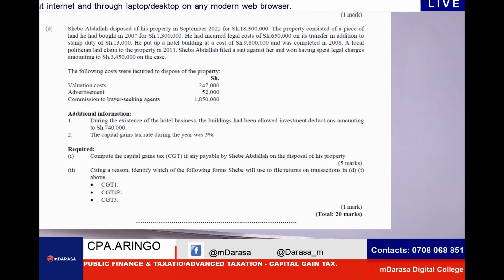A local politician laid a claim to the property in 2011. Shebe Abdallah filed a suit against her and won, having spent legal charges of 3,450,000 on the case. The following costs were incurred to dispose of the property: valuation, advertisement, commission to buyer seeking agents. Additional information on one: during the existence of the hotel business, the building had been allowed investment deductions amounting to 740. The capital gain tax rate during the year was 5%.